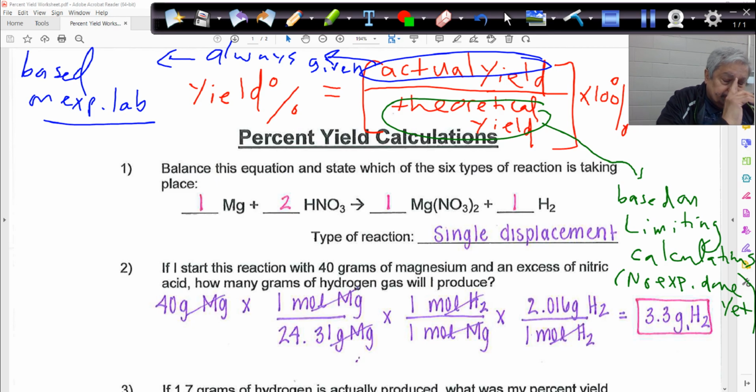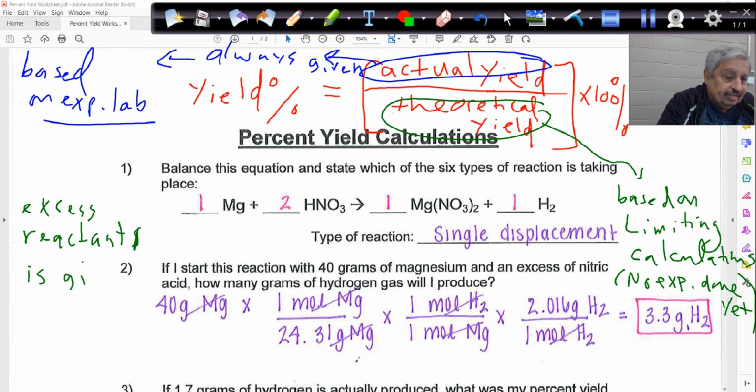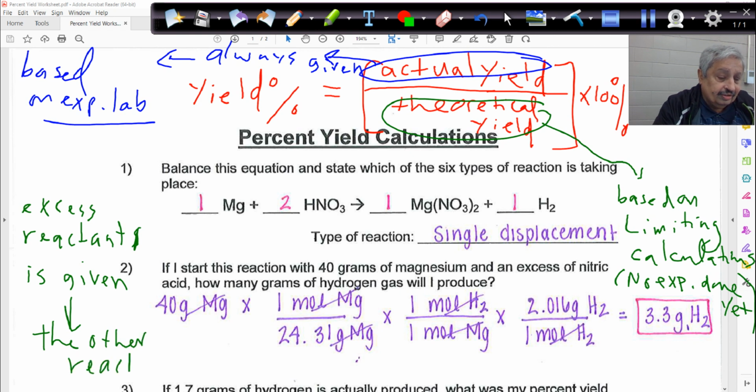So here it is, write it there. We'll say excess reactant. In those types of questions of the ACS exams, a reactant is given. They'll tell you one of them is in excess, so the other reagent or the other reactant is limiting. With this in mind, then we'll see what the problems are.